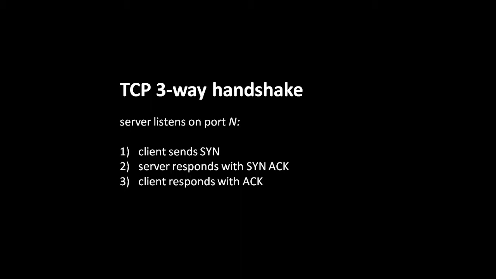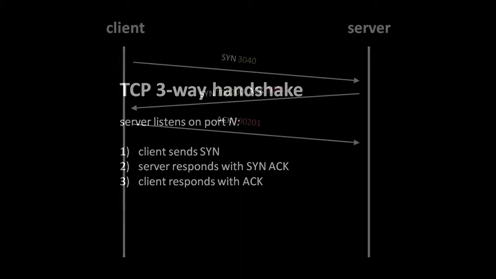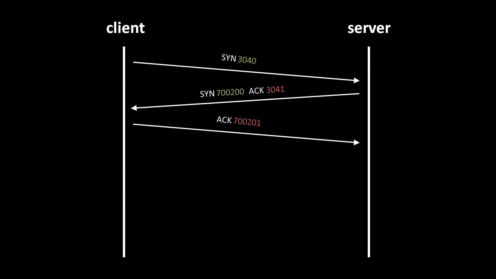So here's what the three-way handshake might look like in a little more detail. First, the client picks a sequence number of 3040, and so it sends a segment with the SYN flag set and the sequence number set to 3040, and then the server responds with its own sequence number that it has picked, which is here 700,200, and it acknowledges that it received sequence number 3040 with the ACK number 3041.